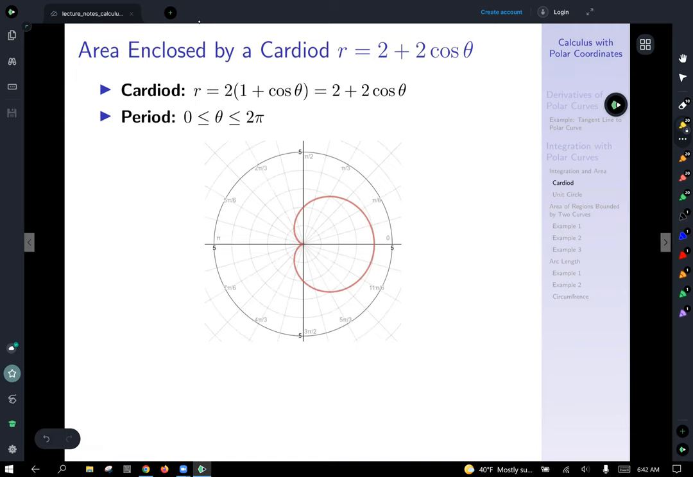So let's find the area enclosed by this cardioid, r is equal to 2 plus 2 cosine of theta. Now I'm telling you it takes from 0 to 2 pi to generate this entire cardioid, and you can go through the process of graphing it if you want, but I encourage you to make use of Desmos to help you determine the range that angle theta needs to vary so that you get one trace out of your curve only.